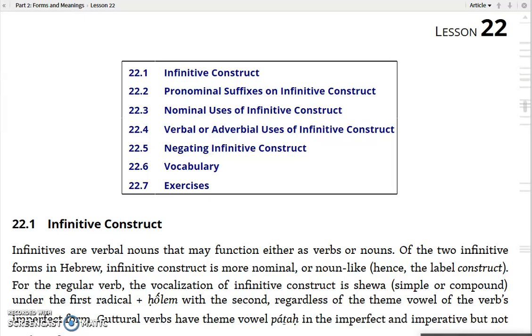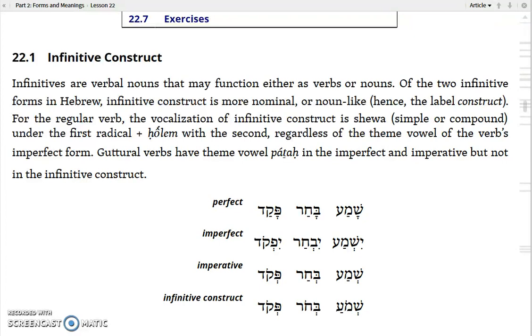I will now introduce lesson 22 on the infinitive construct. There are two infinitives in Hebrew, the infinitive construct and the infinitive absolute. Of the two infinitive forms in Hebrew, the infinitive construct is more nominal or noun-like, hence the label construct.